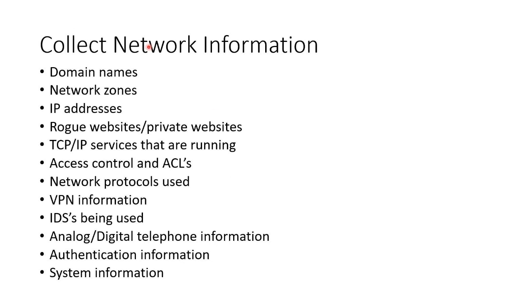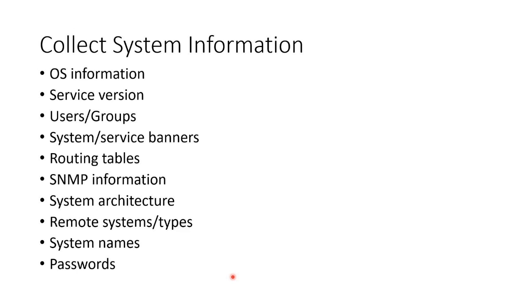So we'll collect network information: domain names, network zones, IP addresses, websites, TCP/IP services, access control, network protocols, VPNs, any IDs that people are using, any telephone information, their authentication mechanisms, any system information. We'll look for operating system versions and service versions and users and groups and service banners for systems or services and route tables and SNMP information and system architecture and remote systems, the types of systems and the names of systems and their passwords.